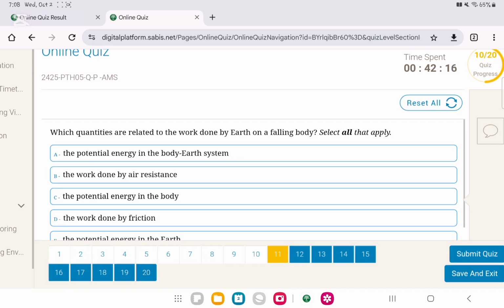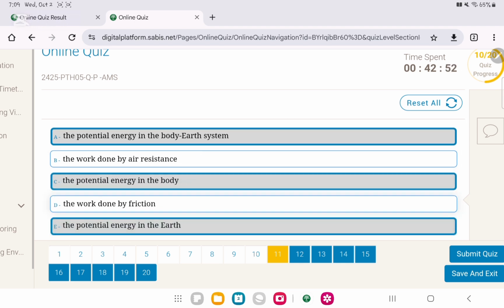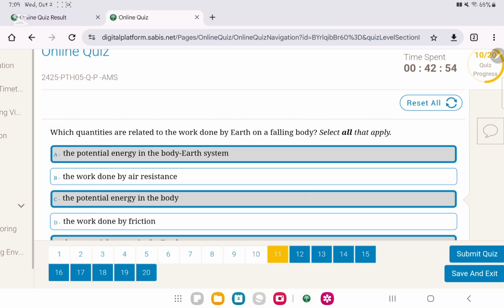Okay, which quantities are related to the work done by Earth on a falling body? Definitely, what will affect the work done by Earth on a falling body? The potential energy in the body-Earth system, the potential energy in the body, and the potential energy in the Earth. Remember, you have work done by Earth on a falling body. So, what are the quantities related to the work?